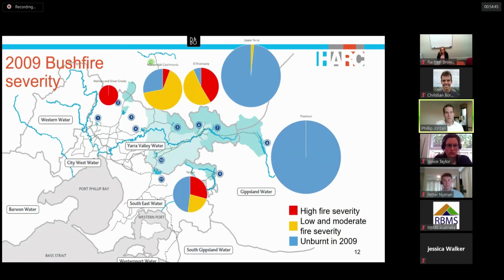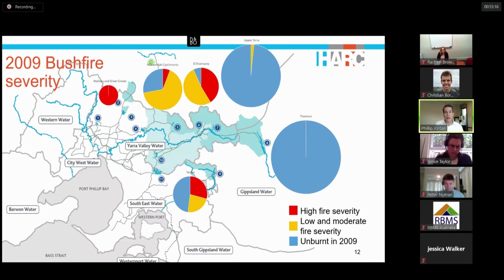So Paul Fakemer and others then also applied the MCAC model to look at the 2009 bushfire severity. The high severity fire was really in the catchments in the northern part. So Wattle and Silver Creeks was virtually completely burnt. There was also a significant area of high severity fire in the O'Shanassy and Maroondah catchments. But in the Upper Yarra, it basically didn't touch the Thompson or Upper Yarra catchments.